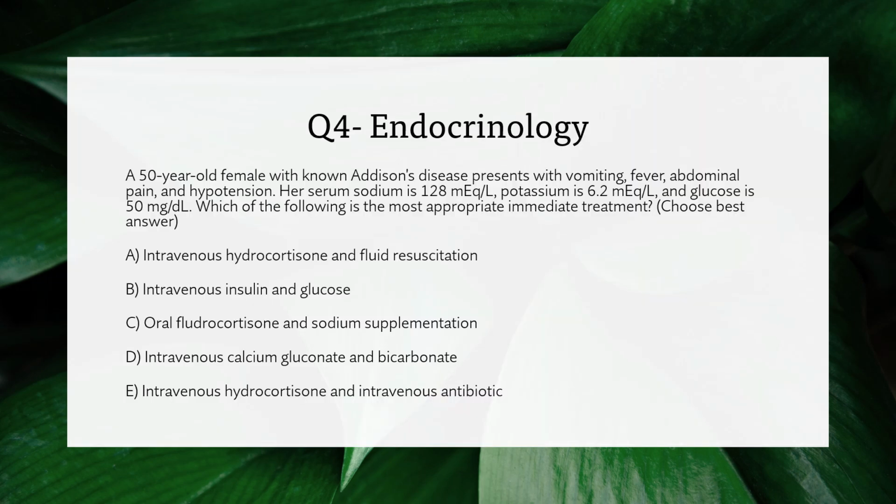Question number 4. A 50-year-old female with Addison disease presents with vomiting, fever, abdominal pain and hypotension. Her serum sodium is 128 millimoles per liter, potassium is 6.2 millimoles per liter and glucose is 50 milligrams per deciliter. Which of the following is the most appropriate immediate treatment?